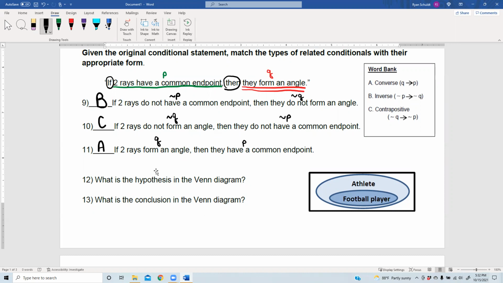Okay, so now they give us a Venn diagram and ask us to get the hypothesis. Remember, on a Venn diagram, the small circle is always your P. Small circle is always your P. Big circle is always your Q. So it asks for the hypothesis in the Venn diagram. That would be football player. Hypothesis is your P. So this is going to be football player.